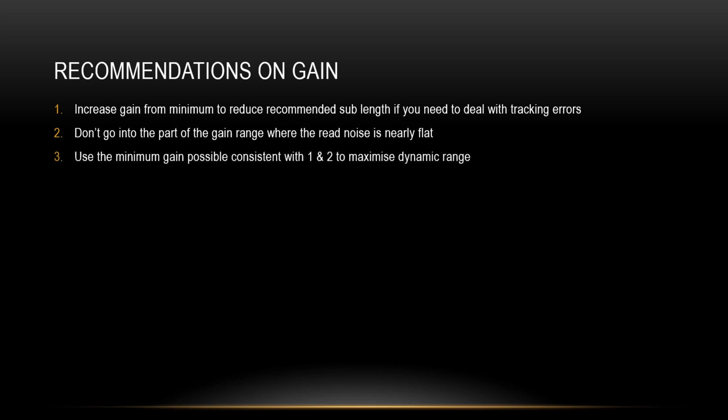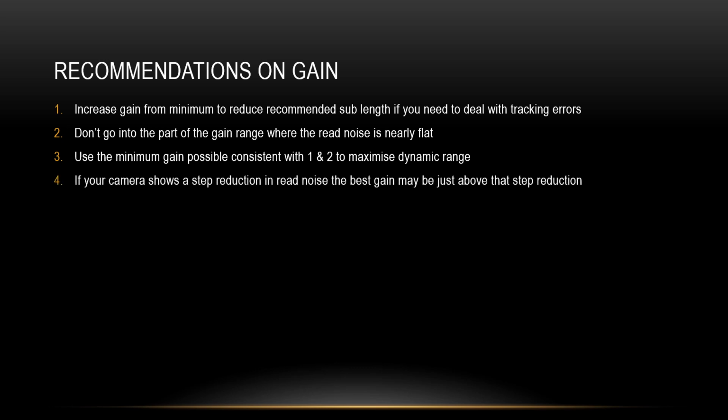Subject to being able to satisfy one and two above, typically using the minimum gain possible that works for part one would then give you the maximum dynamic range. So don't go any higher than you need to go to satisfy your sublength constraints. However, if your camera shows a step reduction in read noise due to a change from low conversion gain to high conversion gain, the best gain to use may well be just above that step reduction.